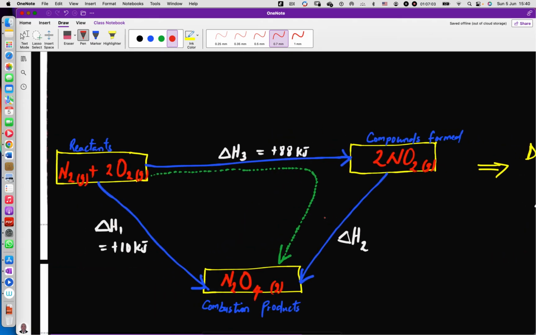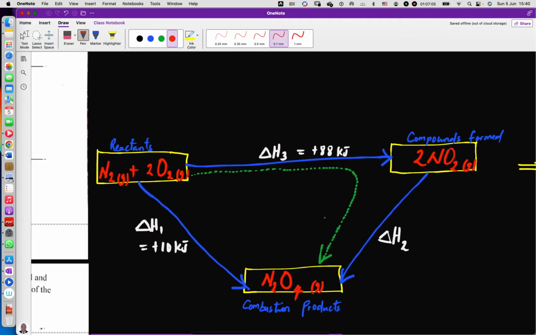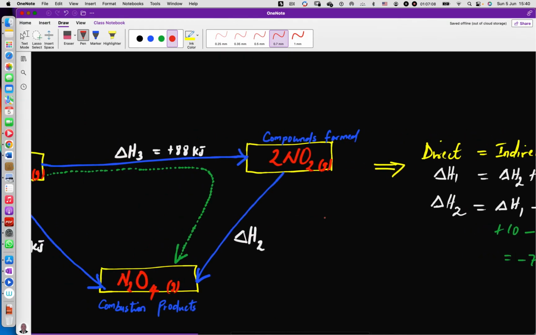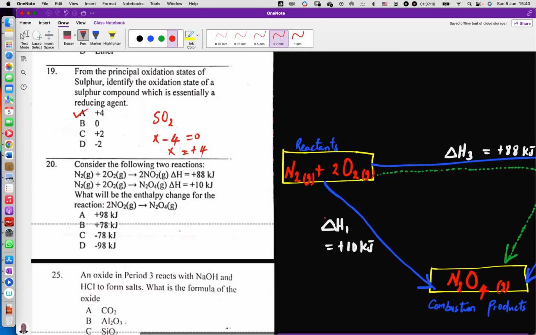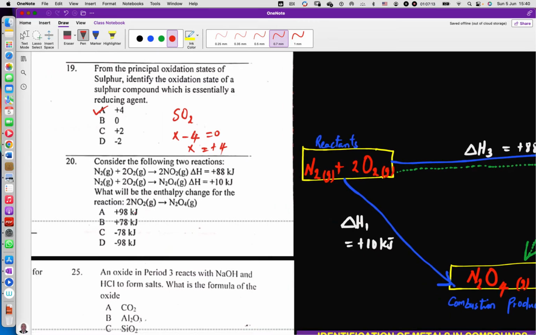Now, if I have to look for the value of enthalpy 2, negative 78, what will be our answer? Negative 78, the value will be C. So our answer for question number 20 will be C, negative 78 kilojoule.